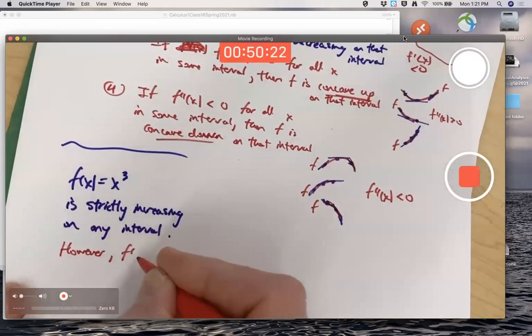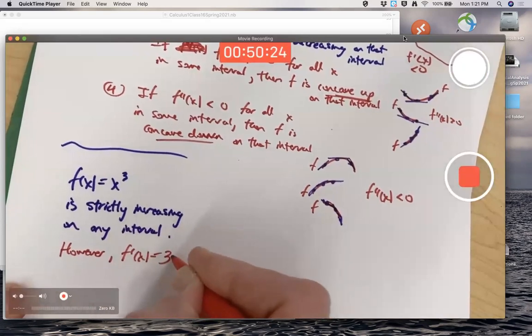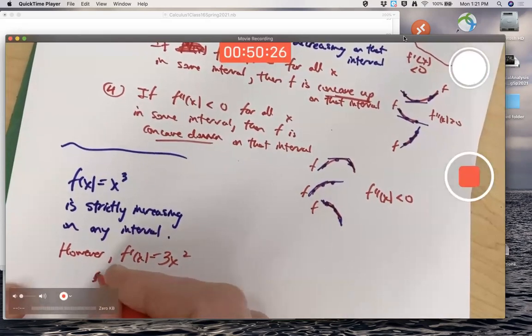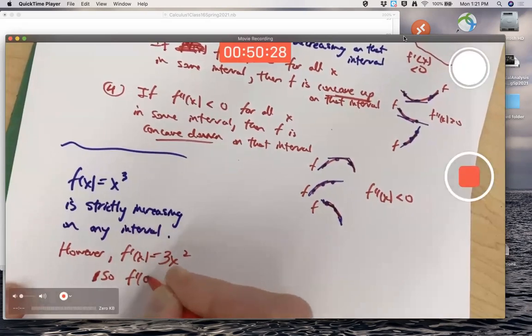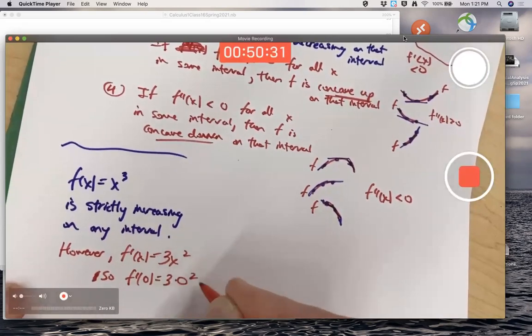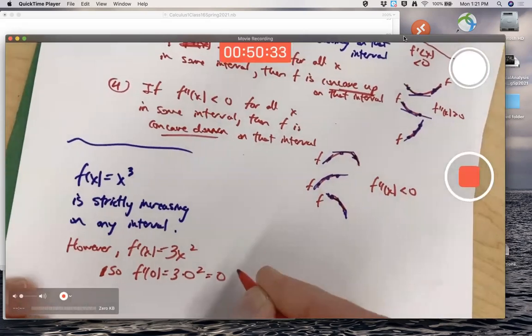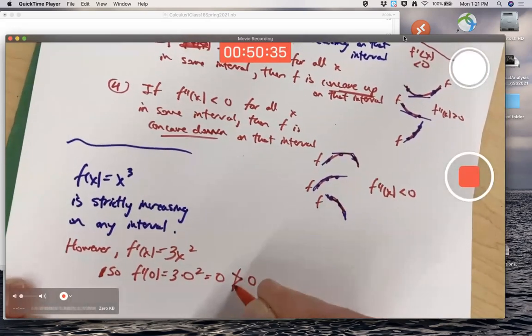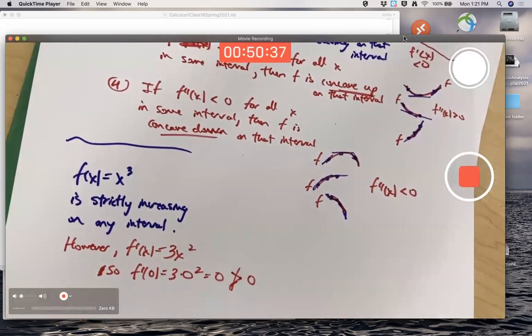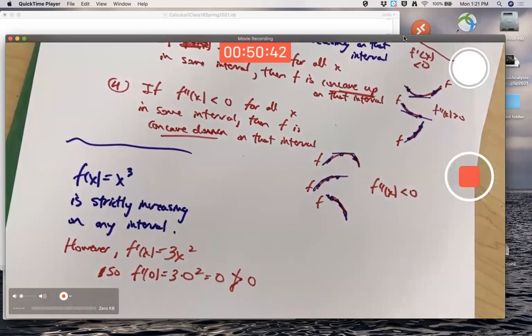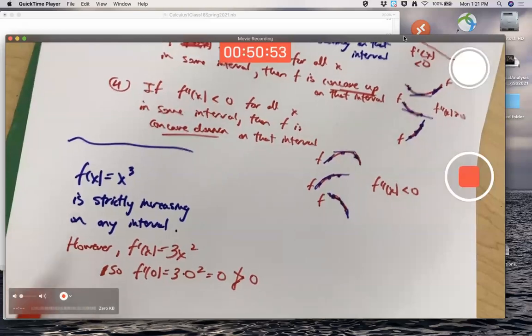f prime of x equals 3x squared by the power rule, so f prime of 0 is 3 times 0 squared, which is 0, which is not positive. You know that? 0 is not positive. Positive means strictly greater than 0. 0 is not greater than itself. It's strictly increasing on any interval, but the derivative is 0 somewhere.